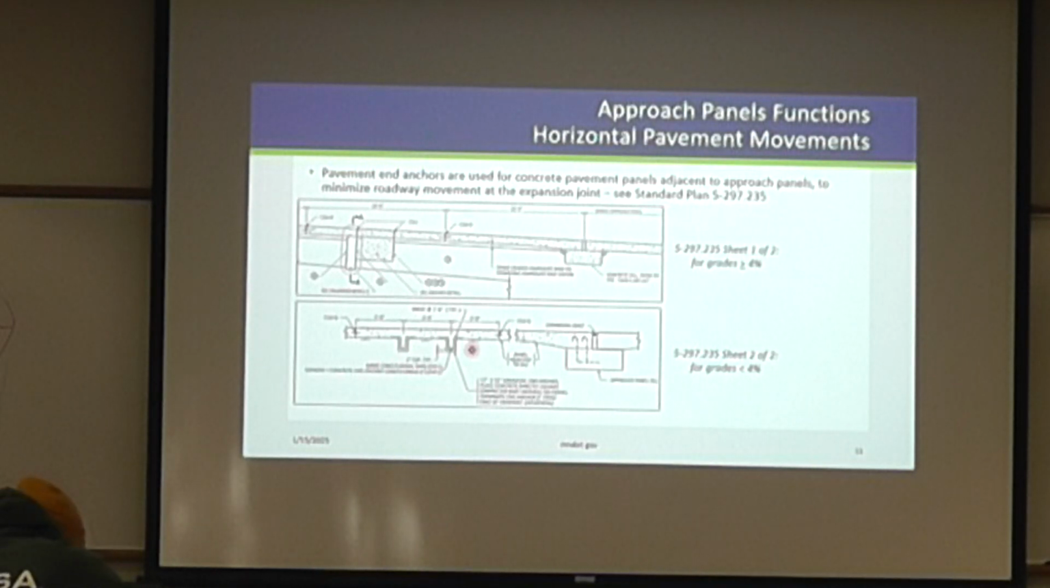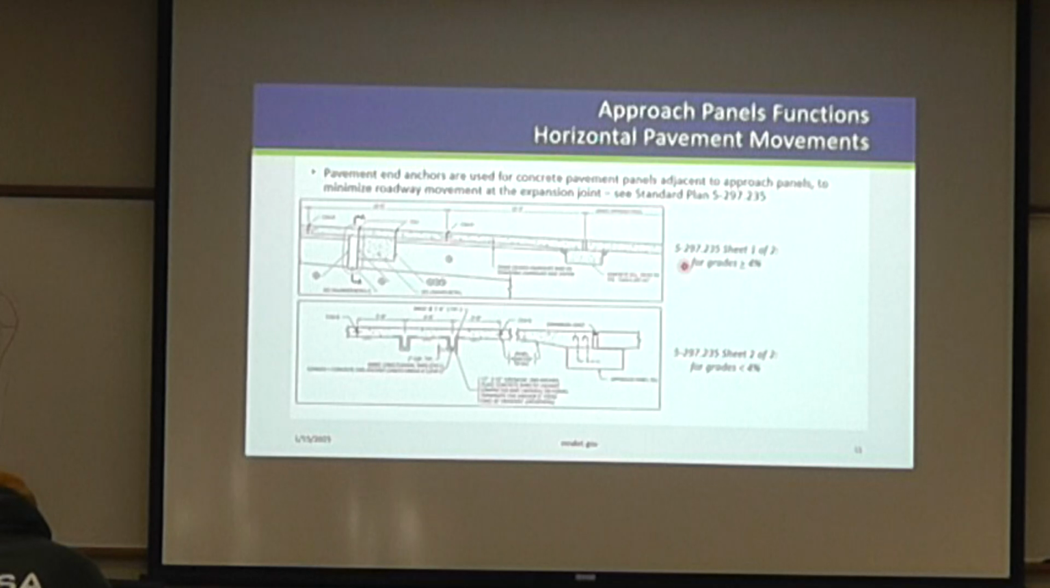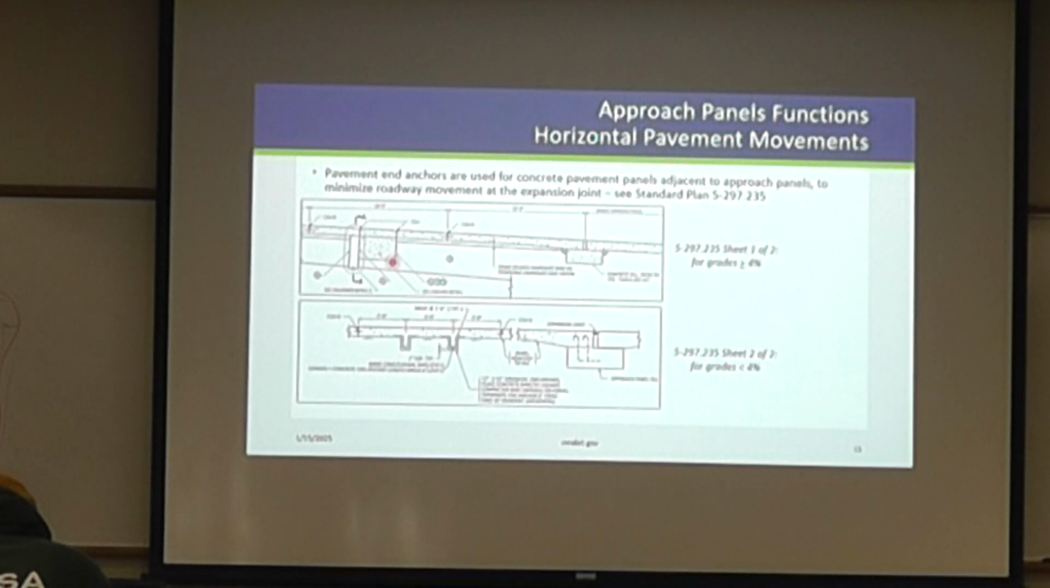These smaller lugs are present when you have grades less than 4%. And this detail used to be in the approach panel plans, now it's no longer there, it's on 235, so you'll have to go find it there. And then if you have a grade exceeding 4%, we need a little bit more of a hefty lug, I'll call it, so that's what's shown over here. So if you go to 235, it's either sheet 1 or sheet 2, depending on the grade of your roadway.